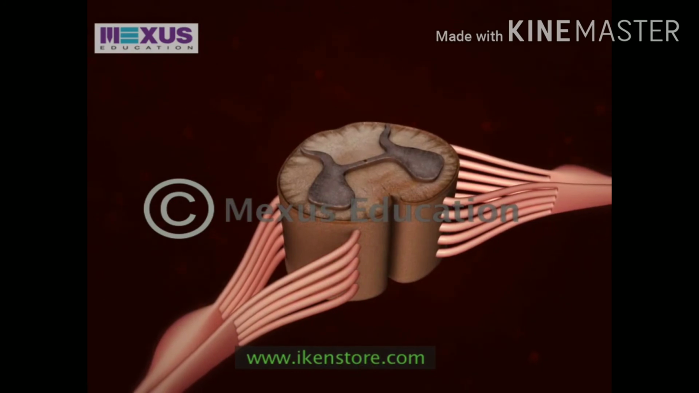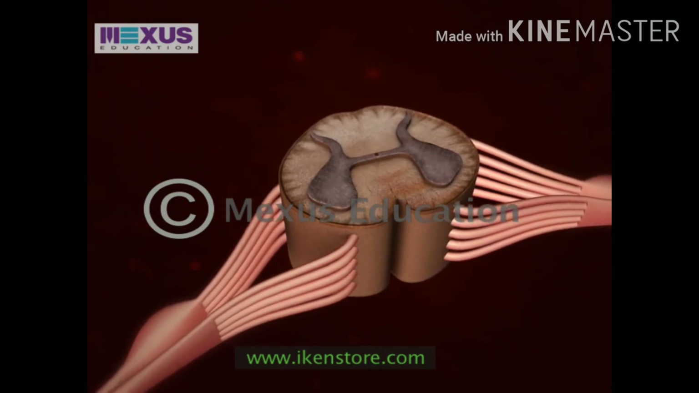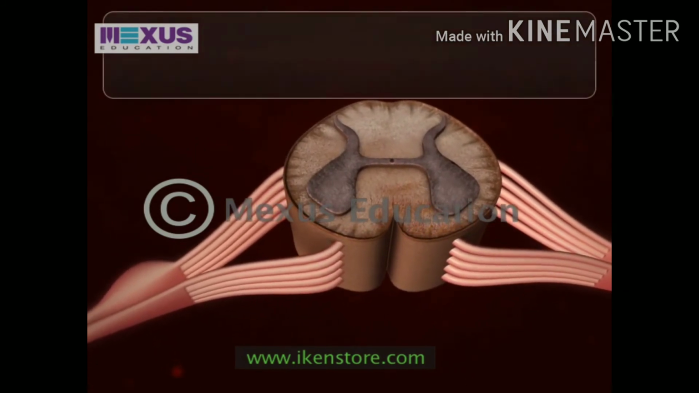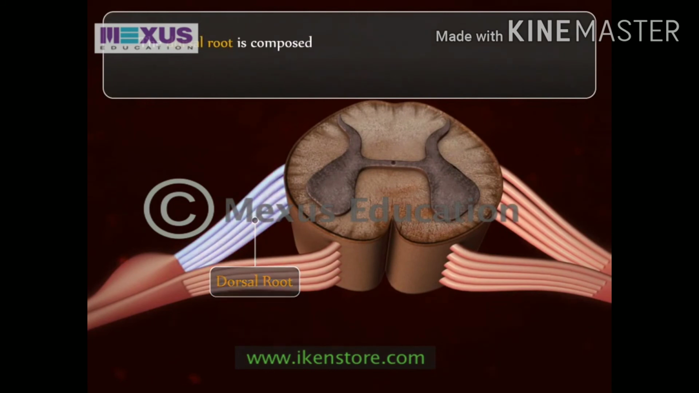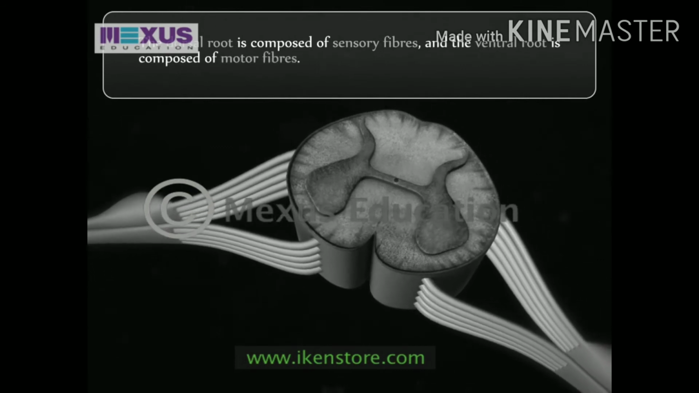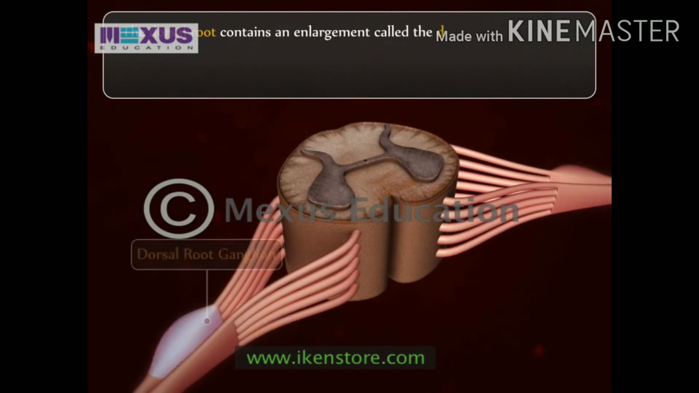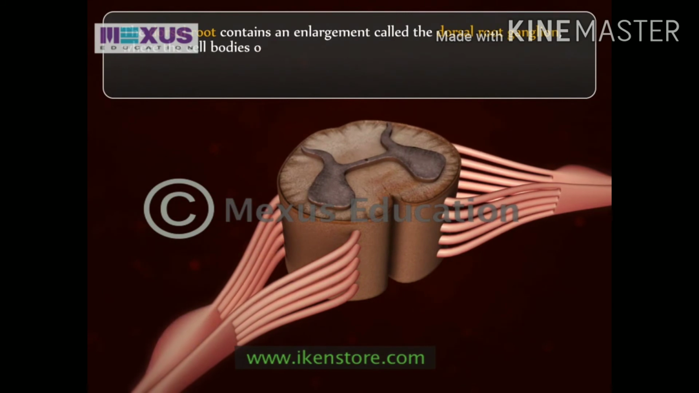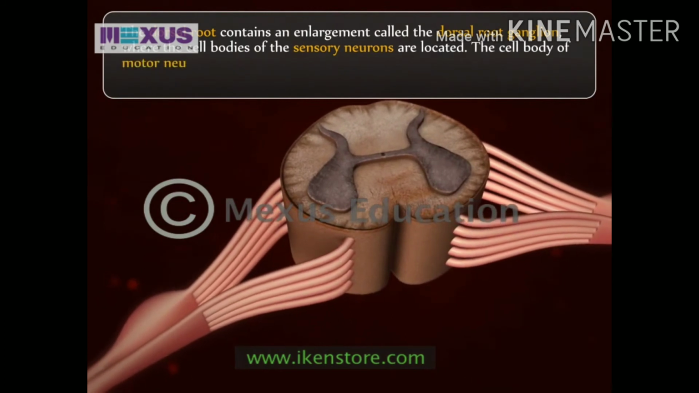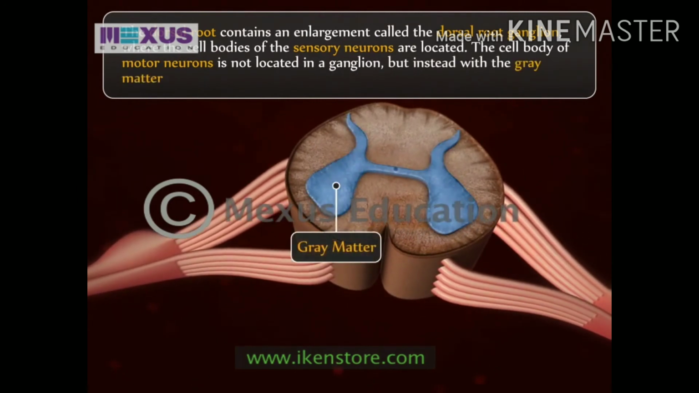The fibers of the nerves are packaged together in a nerve but separate near the attachment of the nerve to the spinal cord. This produces 2 roots to each nerve: the dorsal root, which is composed of sensory fibers, and the ventral root, composed of motor fibers. The dorsal root contains an enlargement called the dorsal root ganglion, where the cell bodies of the sensory neurons are located. The cell body of motor neurons is not located in a ganglion, but instead is within the gray matter of the spinal cord.